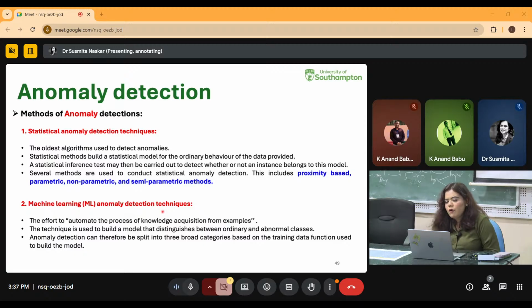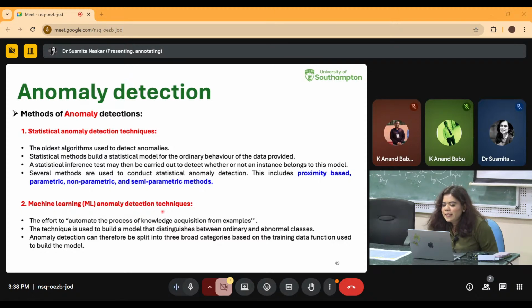Now, one of the famous ones which we have been using for the past 5-10 years, compared to the statistical one, especially when you have a non-parametric or semi-parametric method, is the machine learning anomaly detection technique. We use it quite a lot because we are talking about large scale, complex structures, IoT sensors, beach monitoring. So definitely we need the machine learning anomaly detection technique. This method automates the process of learning from the data, and instead of relying purely on statistics, we train a model to distinguish between normal and abnormal behavior.